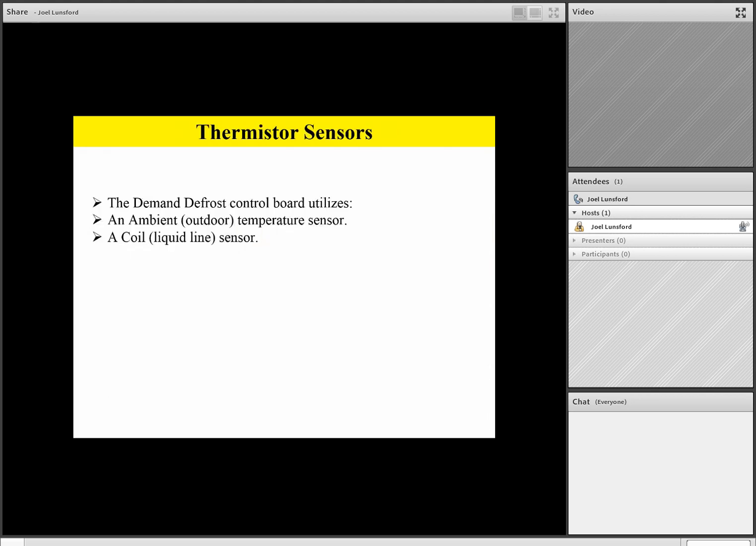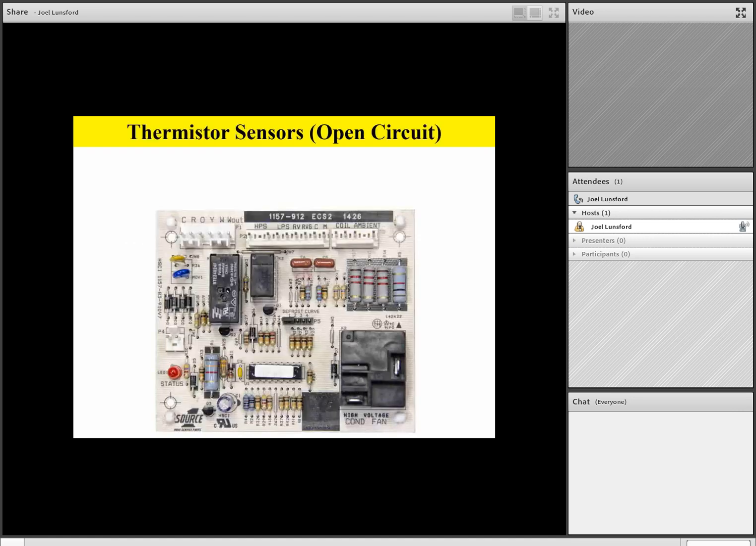All of our demand defrost controls are going to utilize some sort of thermistor sensors. The demand defrost control will have an outdoor temperature sensor, also called an ambient sensor. It'll also have a coil or liquid line sensor as well. Now, as we take a look at where those sensors are hooked up, we see it says coil and ambient. Remember, team, if you remove the sensors from the board, you should read 4 to 5 volt DC on the board, more specifically between the 2 coil sensor pins and between the 2 ambient sensor pins, 4 to 5 volt DC with nothing plugged on.